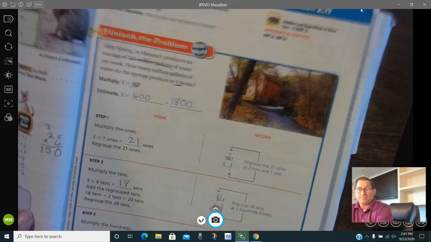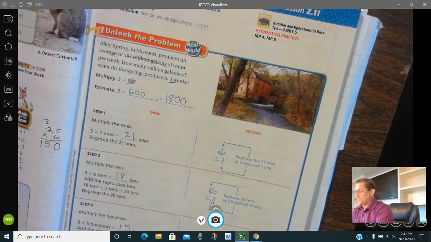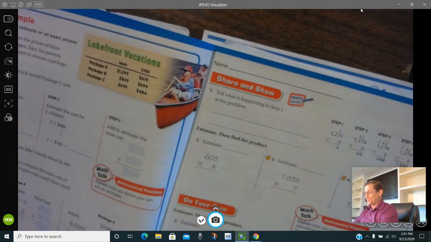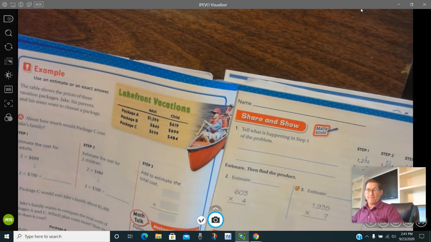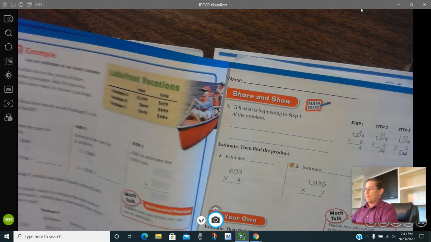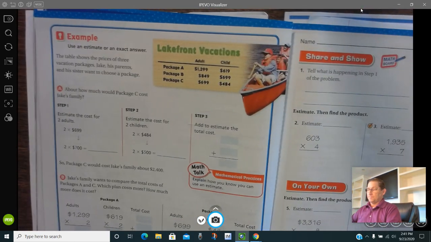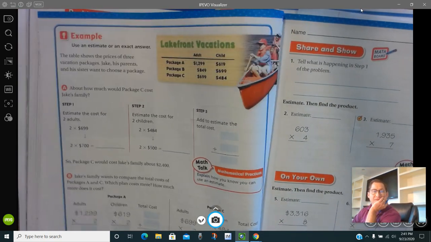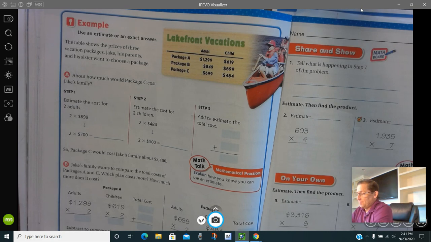2. Example 2. All right, an example. Use an estimate or an exact answer.